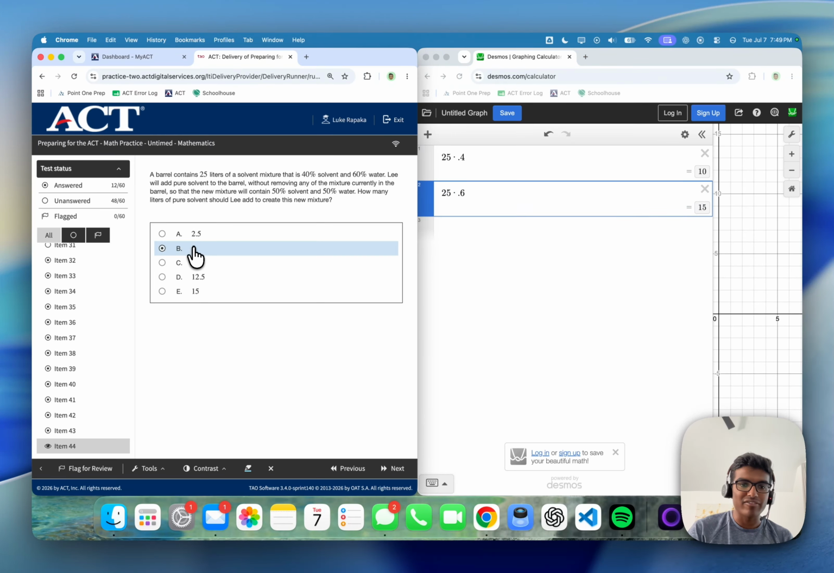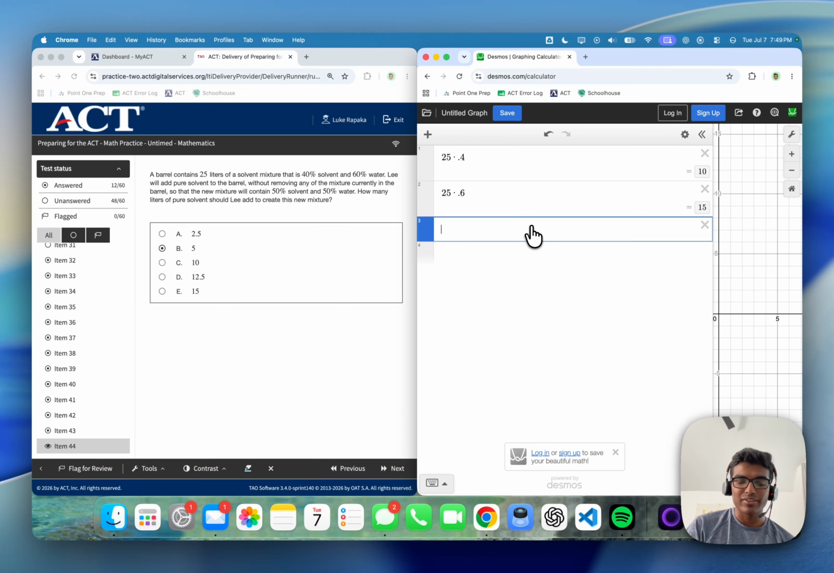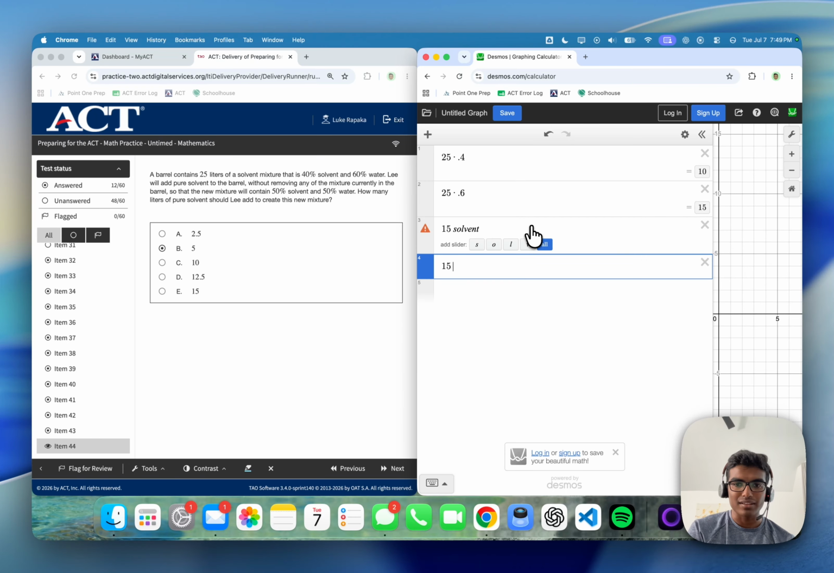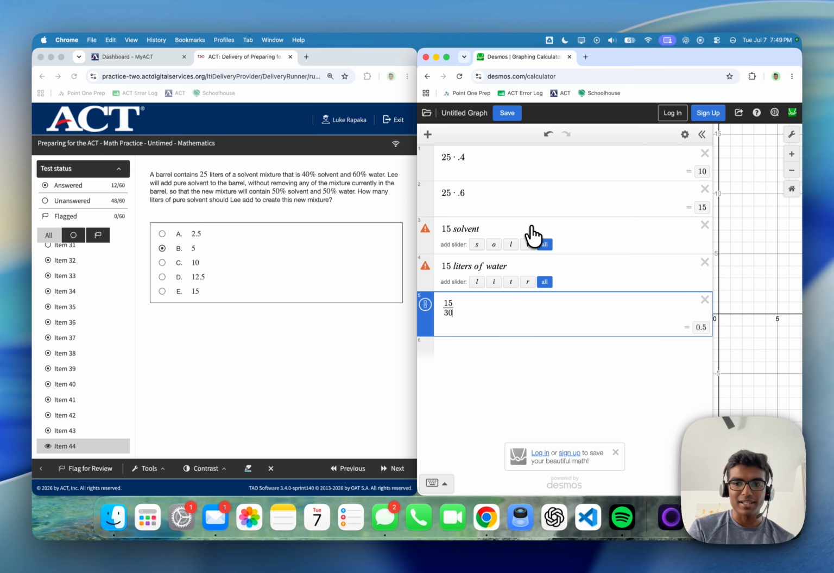So if I just add 5 more liters of solvent, then I'll be left with 15 liters of solvent and then 15 liters of water, right? And so 15 divided by 30, that's 0.5, same thing as 50%. So I know that's the answer.